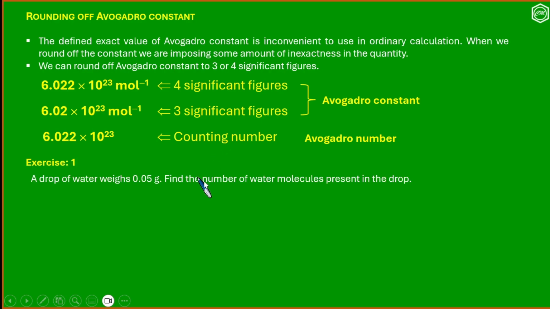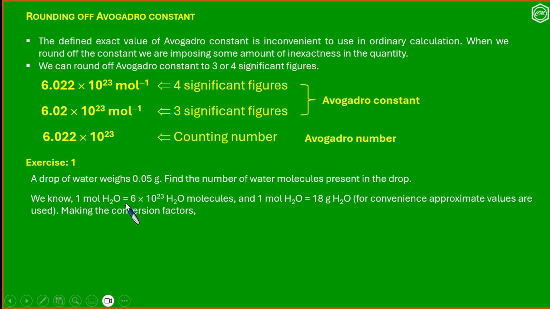Let us calculate the number of water molecules that may be present in a drop of water weighing 0.05 gram. We know 1 mole H2O equals 6 into 10 raised to 23 H2O molecules, and 1 mole H2O equals 18 gram H2O. So for convenience we use approximate values, that is 6 and 18.